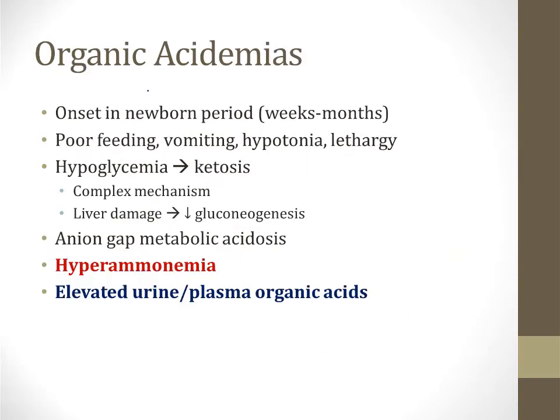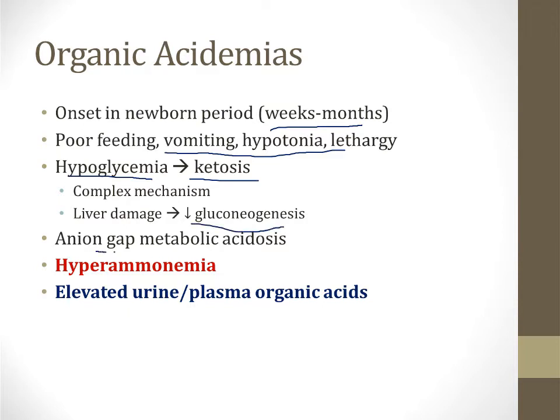The organic acidemias generally present in the newborn period, usually the first few weeks or months of life. The babies will develop nonspecific symptoms like poor feeding, vomiting, hypotonia, and lethargy. These babies can have hypoglycemia, which can lead to ketosis. The mechanism of this is complex, but it's believed to involve liver damage from the acids that shut down gluconeogenesis.